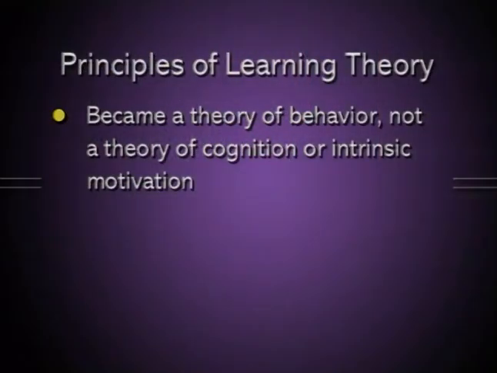Learning theory was also opposed to Freud's psychodynamic theory because in Freud's theory there was so much putative internal motivation and internal conflicts and mechanisms that learning theory couldn't get at. They wanted to stay with what was really observable. Learning theory thus became a theory of behavior, not a theory of cognition or intrinsic motivation.